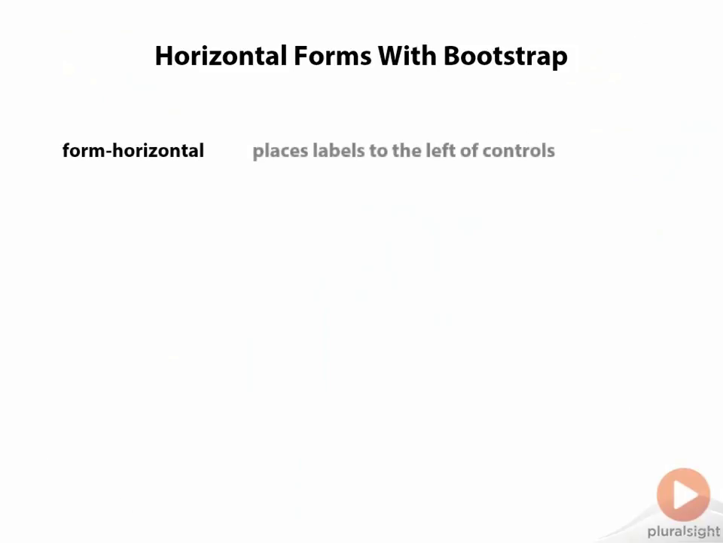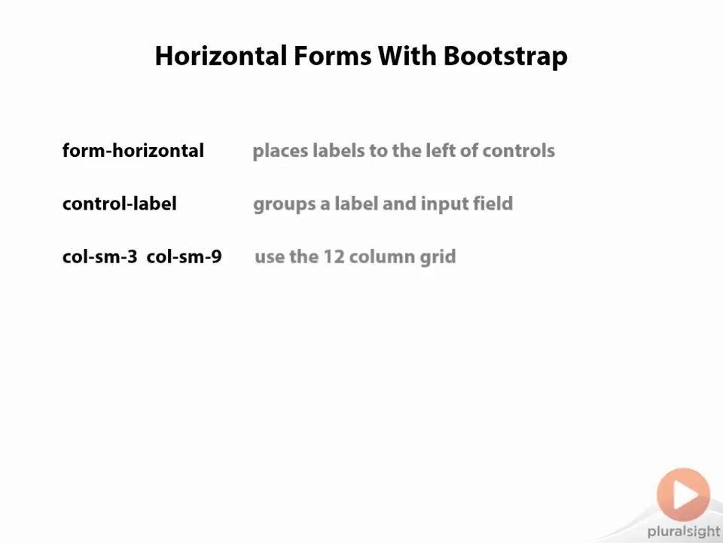There's a form-horizontal class that we need to place on the form itself. And this is what's responsible for making everything appear in rows, with the label to the left and the field to the right. Next, we're going to need to stylize the label. So we're going to need to add the class control-label on our input fields. And we're also going to have to use Bootstrap's 12-column grid. For the form we just saw, I'm using a col-sm-3 for the label on the left side and a col-sm-9 for the input fields on the right side.